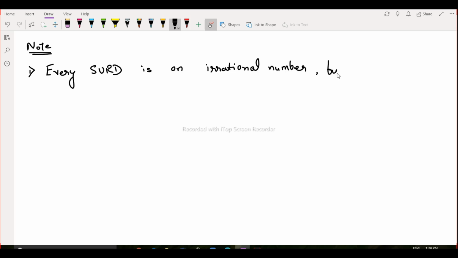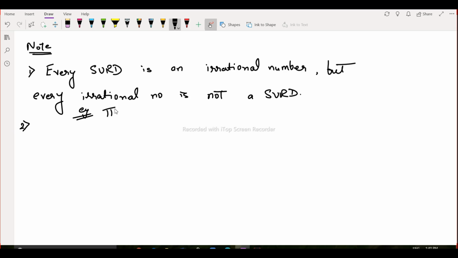but every irrational number is not a surd. This is one important point. Example: if you just take an example, we all know pi. Pi is an irrational number, but it's not a surd. So pi is not a surd, it's an irrational number but not a surd.